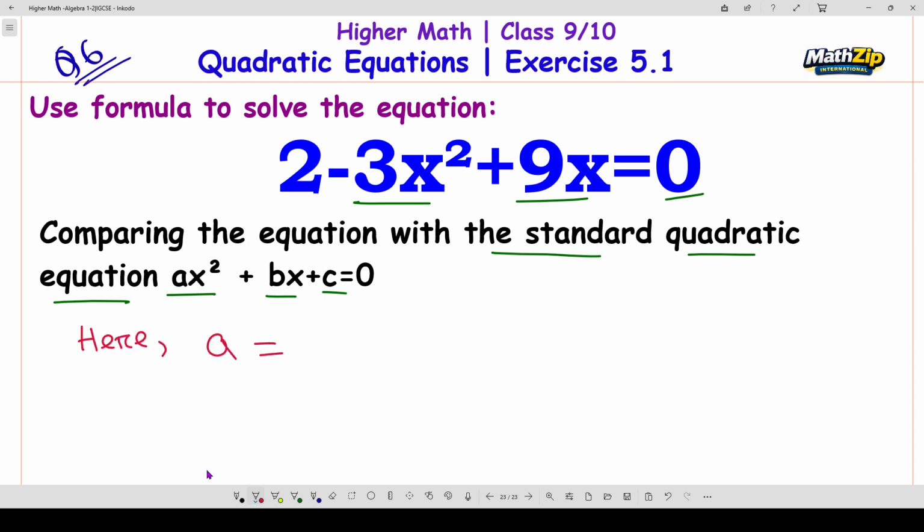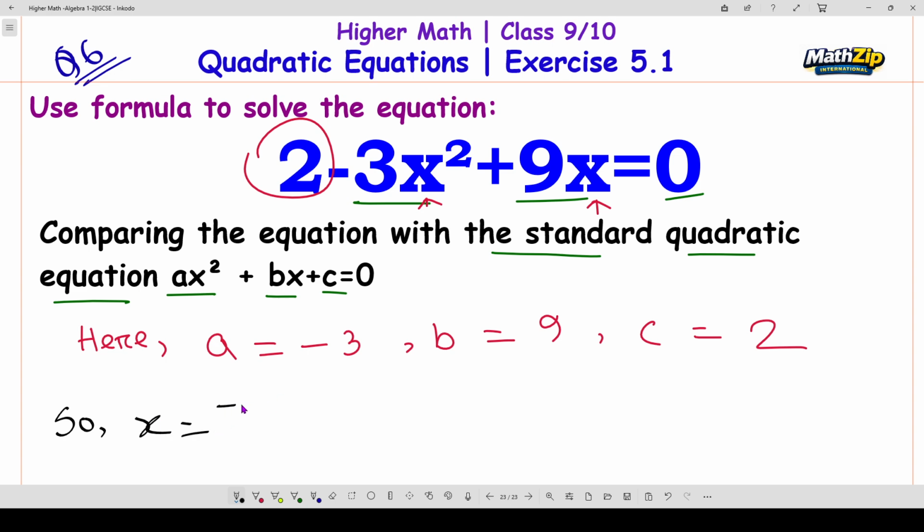Here, a means the coefficient of x squared, which is minus 3. b equals the coefficient of x, which is 9, and c equals the constant, which is 2.